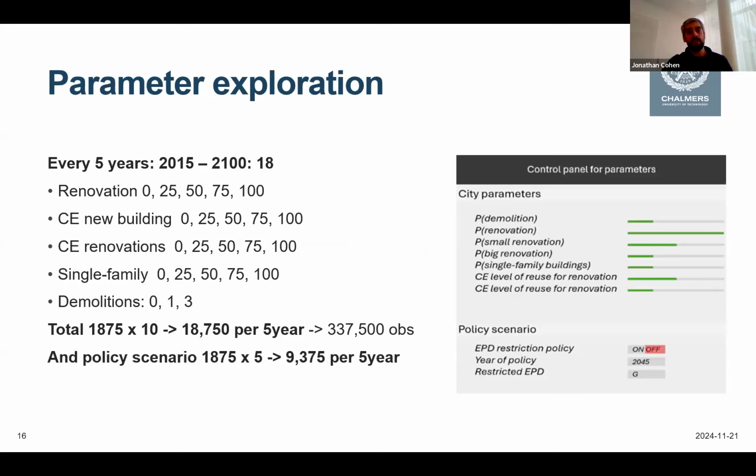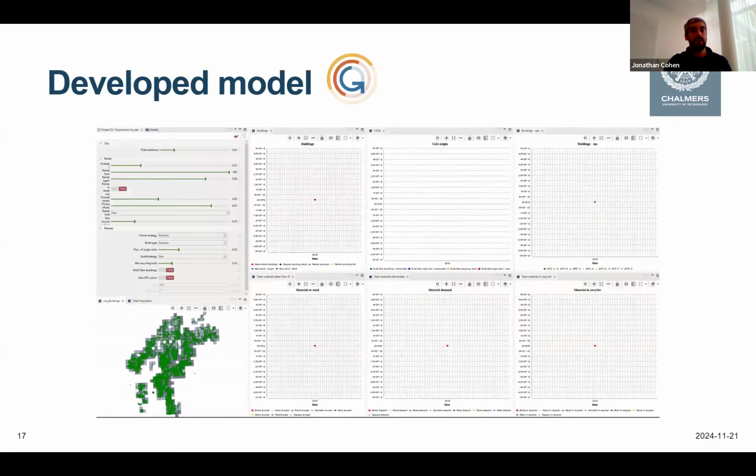Finally, a policy scenario was explored in relation to whether energy performances of buildings will have some sort of restrictions in the future, which will imply possible forced renovations or demolitions, but also the new buildings that have to be built need to have a certain standard.